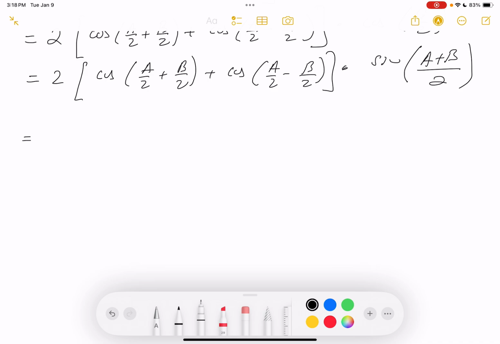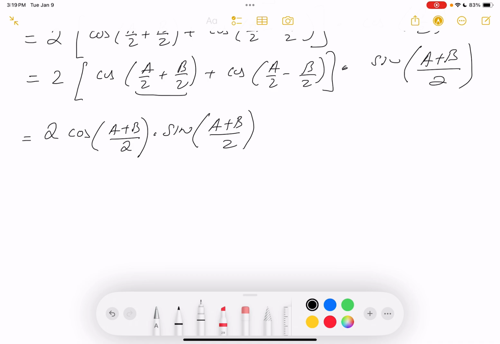And let's expand this guy. And what do you get over here? You get 2 cosine. I'm going to write this so it looks like the other guy. A plus B over 2 times sine A plus B over 2 plus 2 cosine A minus B over 2 times sine A plus B over 2.